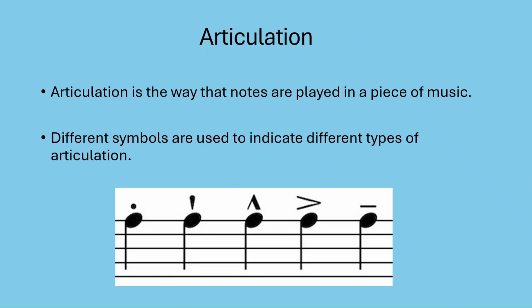Next are articulation markings. Articulation is the way notes are played in a piece of music. There are many different symbols that can be used to indicate the articulation of certain notes in a piece. Here are some of the most common symbols.